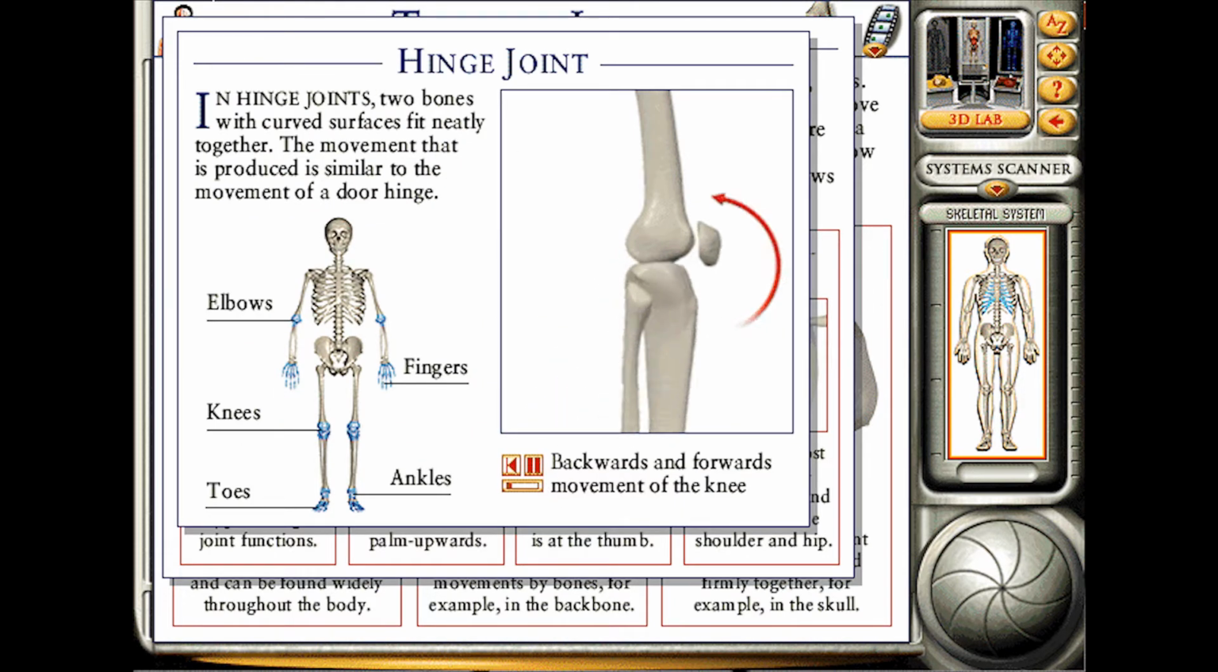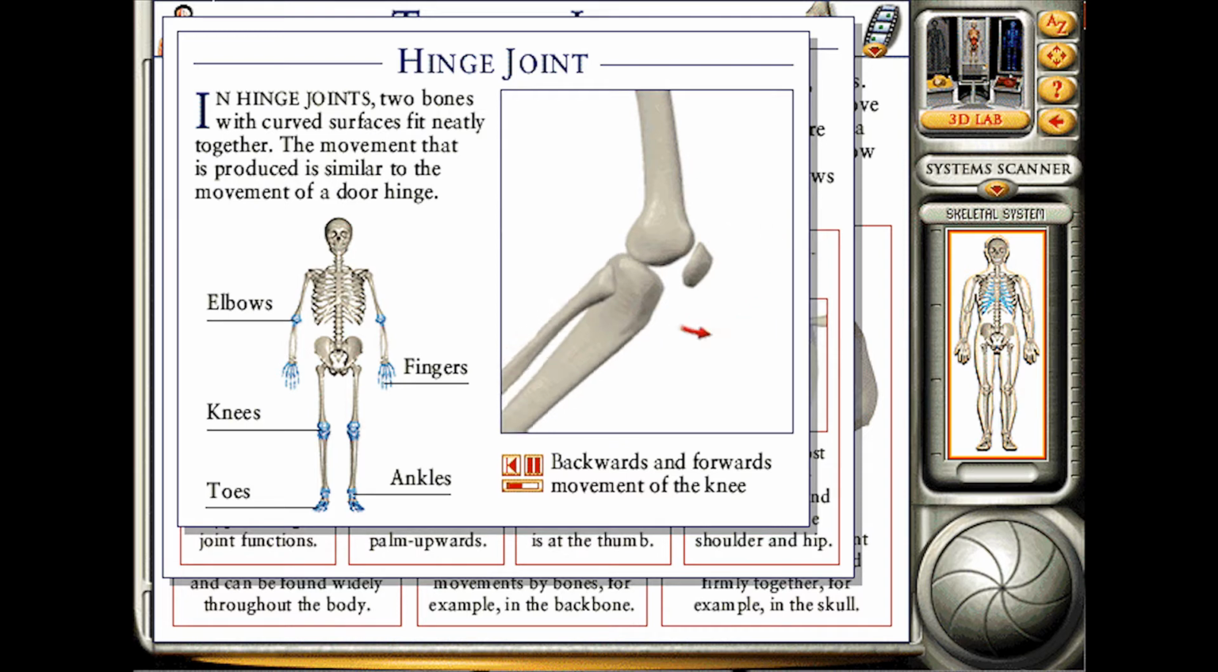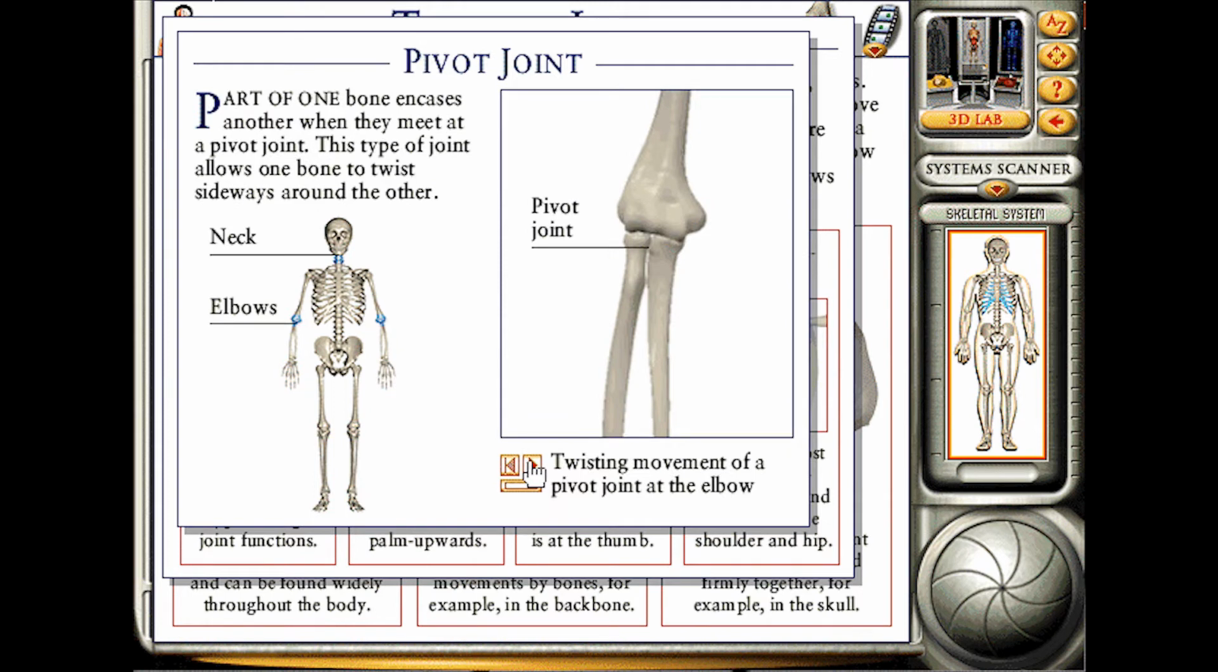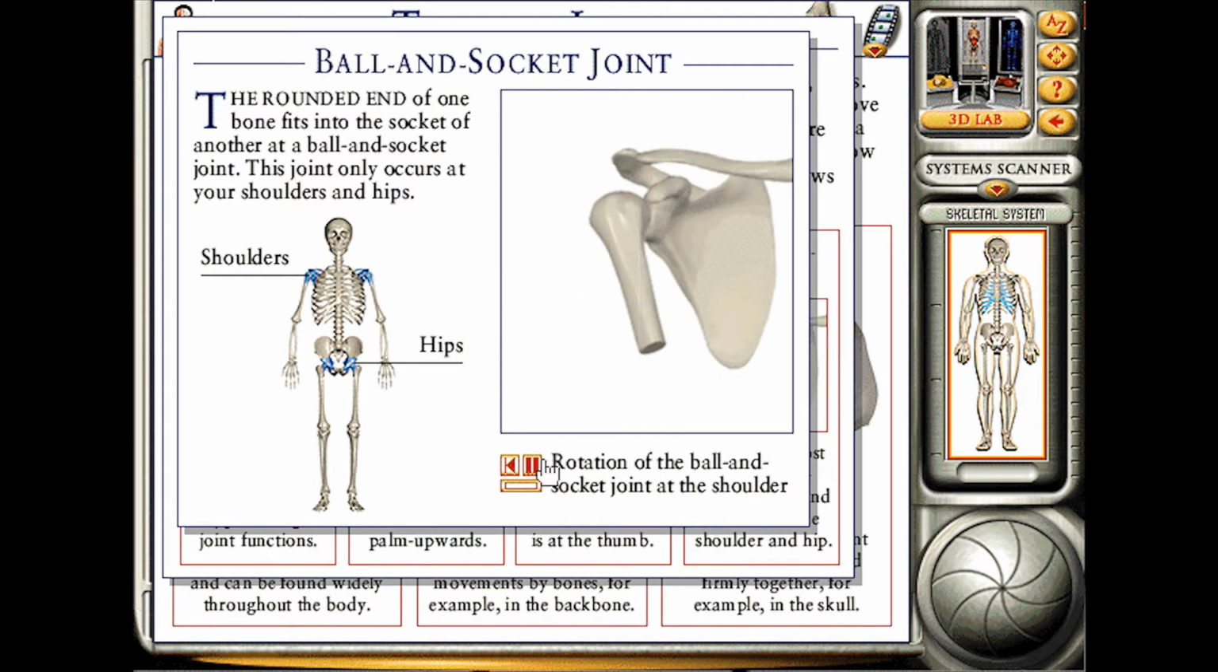A hinge joint permits forward and backward movement in one direction only. It does not allow sideways movement. A pivot joint allows one bone to move around the other from side to side. A ball and socket joint permits movement in all directions, backward and forward, side to side, twisting, and any combination of the three.